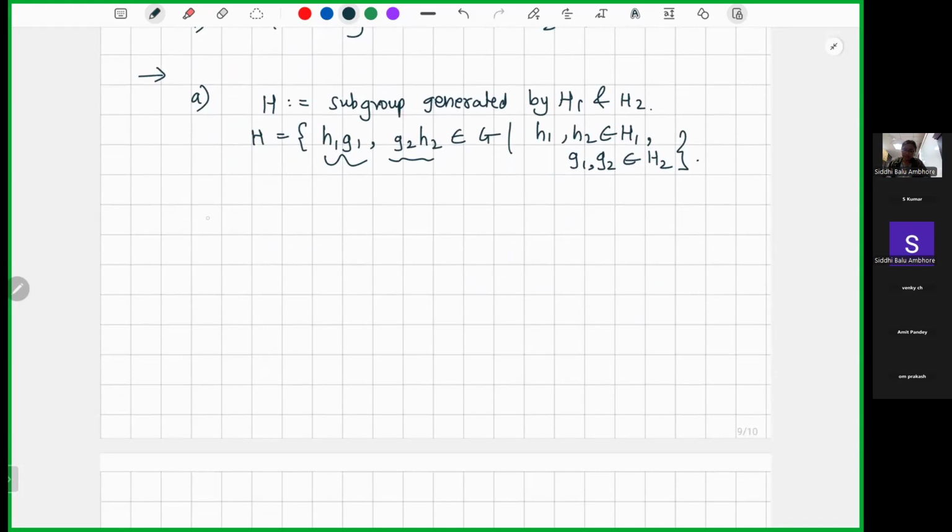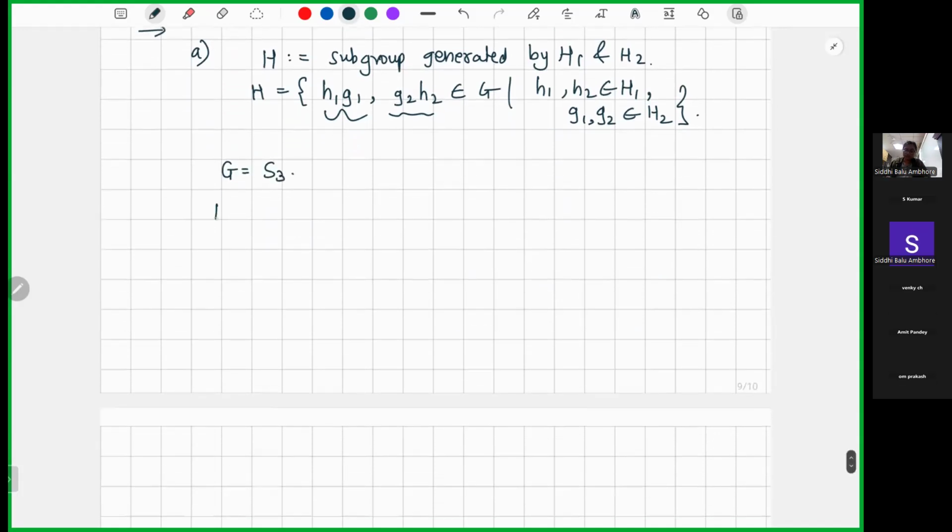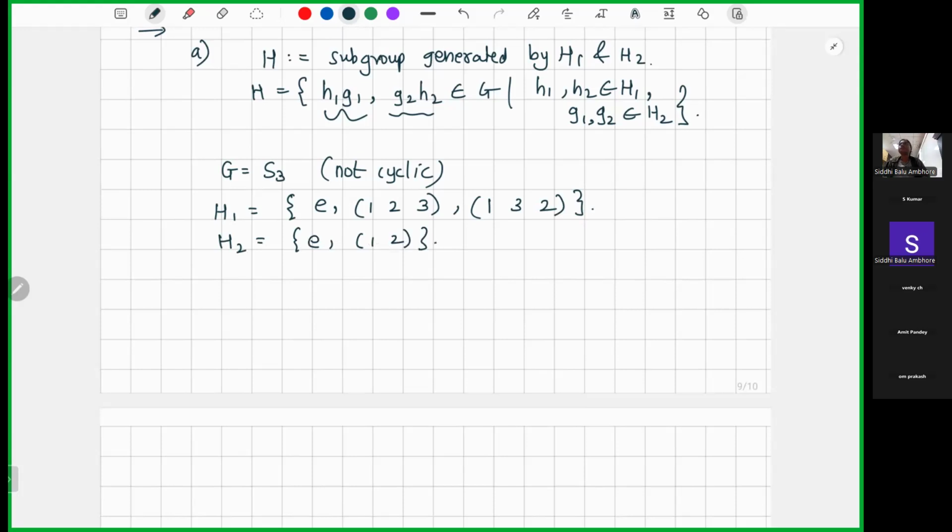So let us take this group. Let G be S3. It's not cyclic. And H1 we take to be generated by the cycle (1 2 3). I hope you know what this cycle represents and what it means. We did this last time. And H2 is generated by this transposition (1 2). We are taking these two, H1 and H2. Both are cyclic.